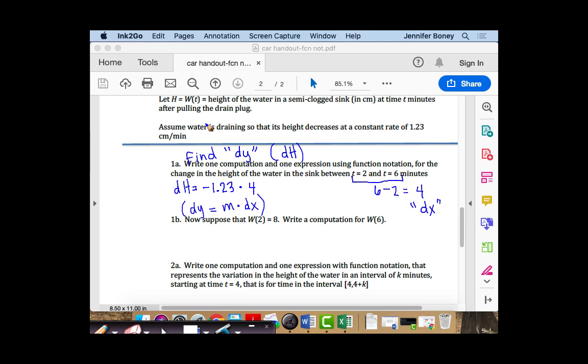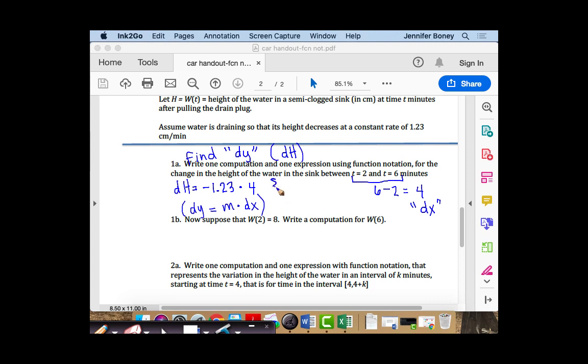W of t. W of t is the height of the water in the sink. And we're looking for how much it varied by over a period of 4 minutes, right? And it's not just any 4 minutes, although it's a constant rate of change, so it'd be the same over any 4 minutes in this case.